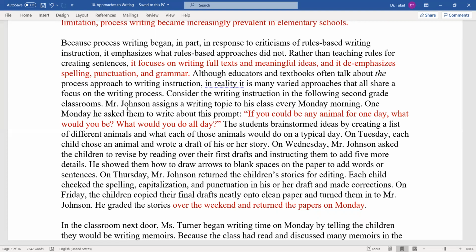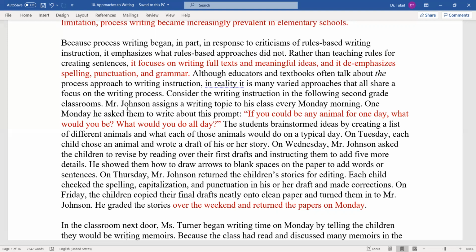On Wednesday, Mr. Johnson asked the children to revise by reading over their first draft and instructing them to add five more details. He showed them how to draw arrows to blank spaces on the paper. So on Thursday, Mr. Johnson returned these children's stories for editing. Each child checked the spelling, capitalization, and punctuation in his or her draft and made corrections.